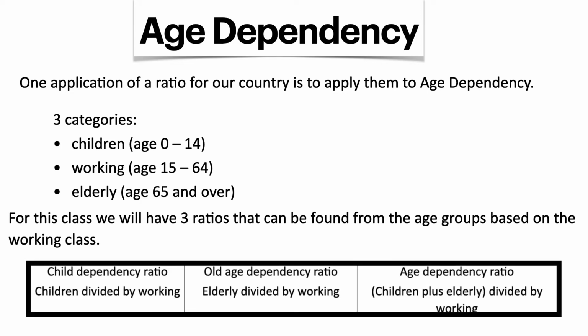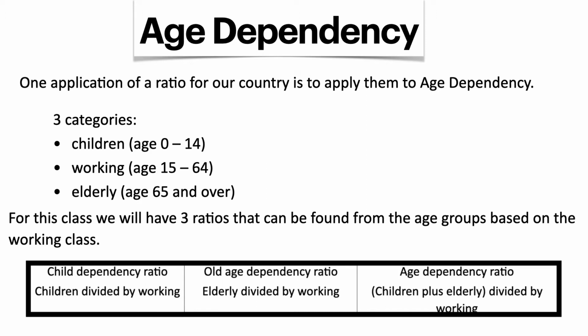Okay, for this class, we'll have 3 ratios that can be found, the groups based on the working class. So a child dependency ratio, children divided by the working. Old age dependency ratio, elderly divided by the working. And age dependency ratio, children plus the elderly divided by the working. Okay, so if you want child dependency ratio, you would take the number of children divided by the number of people in the working age.